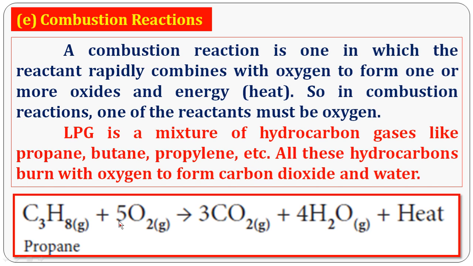Now balance the equation. Here there are 8 hydrogen, so here I put 4. So 4 2s are 8 hydrogen. Here C3, so here I put 3 for C. Now check the oxygen. 3 2s are 6, 6 plus 4 oxygen, so totally 10. So here I put 5. 5 2s are 10. So the reaction is a balanced chemical equation.